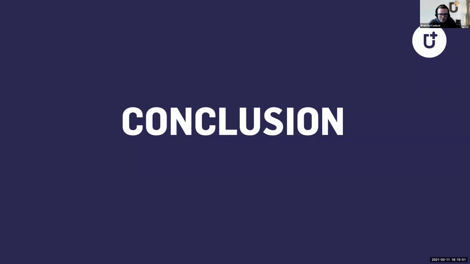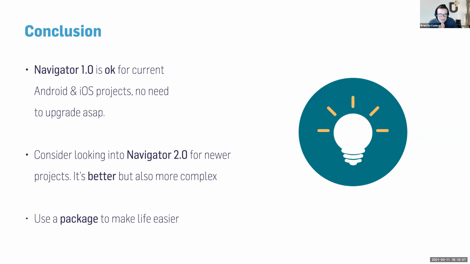So the conclusion, if you're only going to remember one slide from this presentation, I hope it's this one. So Navigator 1.0 is okay for current Android and iOS projects. I don't really think there's a need to upgrade as soon as possible. But you should at least consider looking into it. And also you should consider looking into it for new projects. Because then everything will already be set up and you don't have to rewrite anything in a new project. Navigator 2.0 is definitely an improvement, but it's also a lot more complex. So that's why I would also recommend to use a package that's a wrapper around Navigator 2.0, like AutoRoute that I showed you.